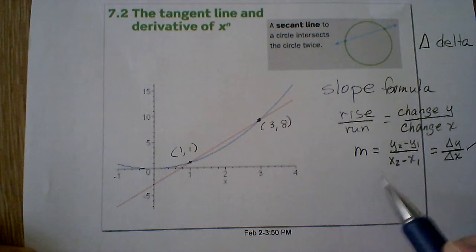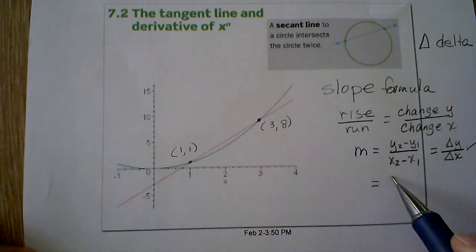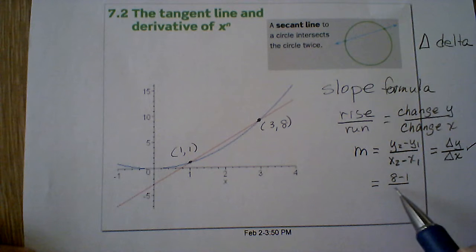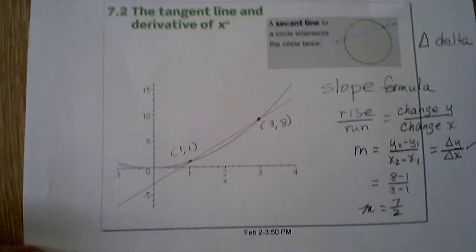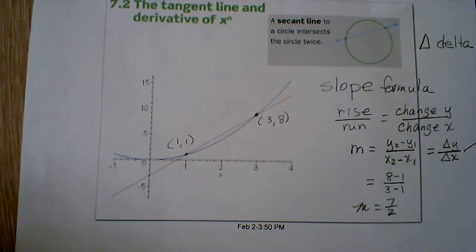Okay, so in this particular case, we're going to fill this in. This is going to be 8 minus 1 over 3 minus 1. So our slope in this case looks like it's 7 over 2, right? Okay.